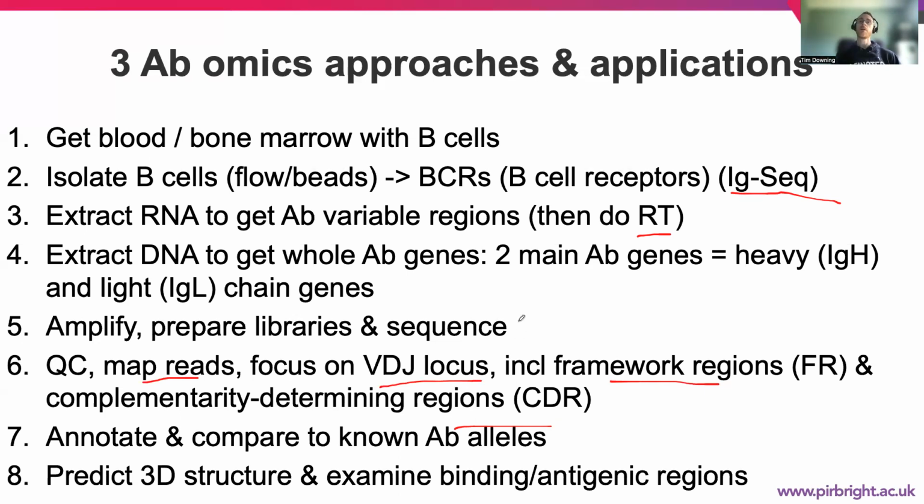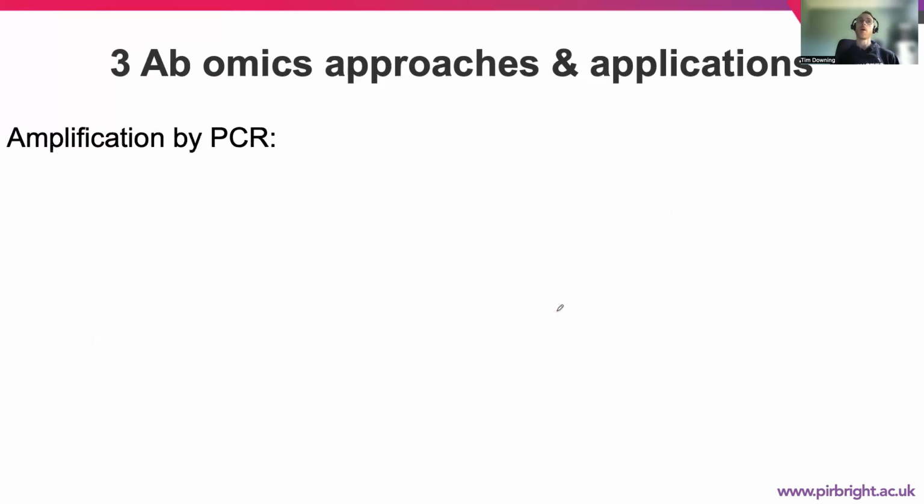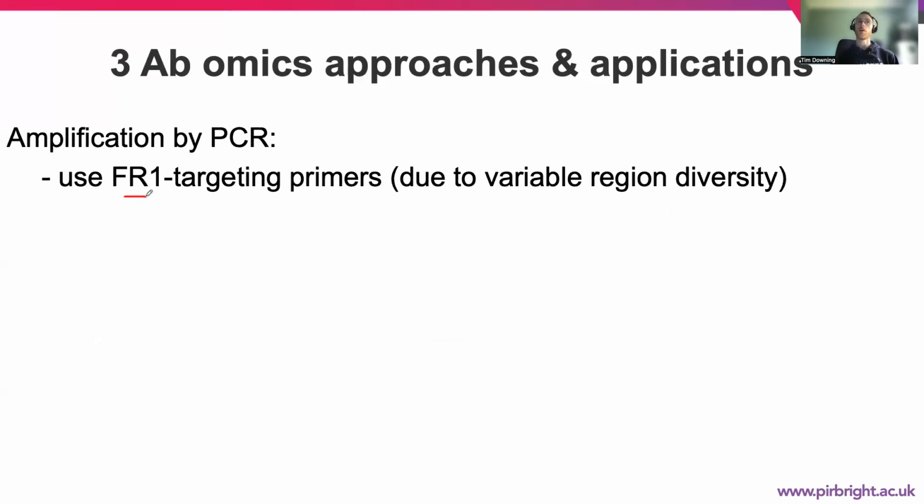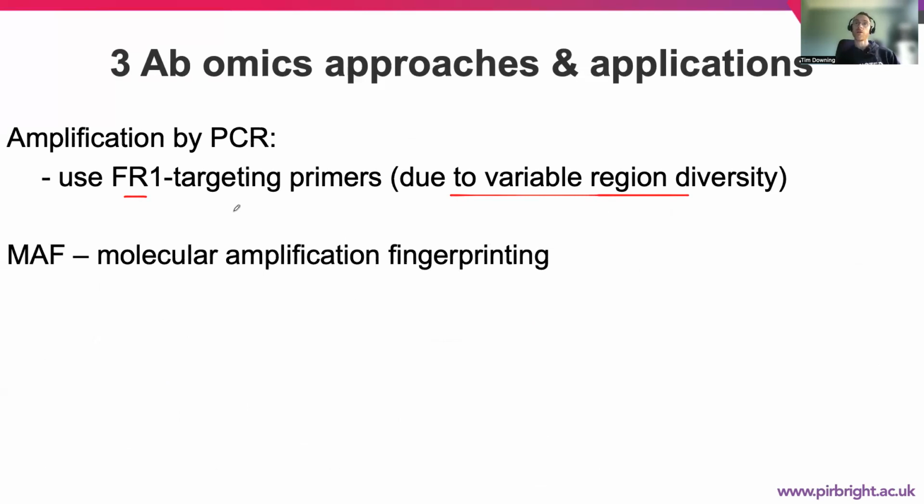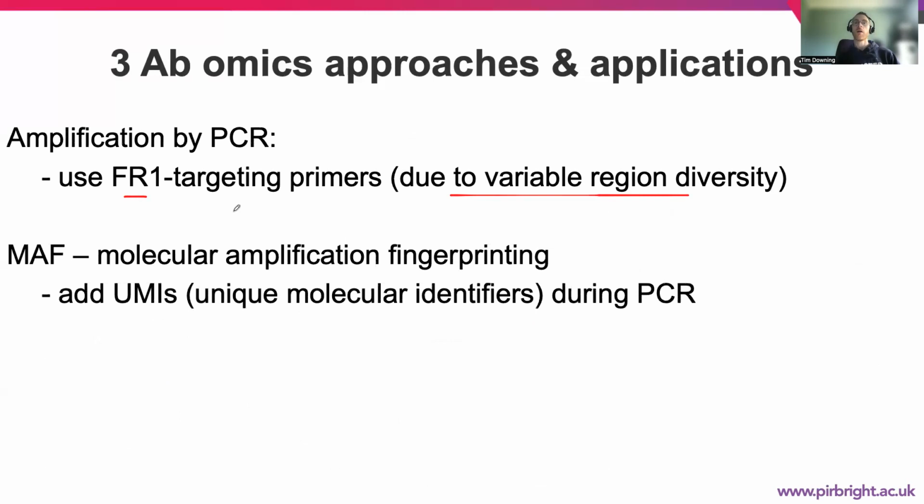For the amplification phase, there are a lot of options, because it's not whole genome sequencing; it's very targeted B cell receptor sequencing in effect. Therefore there might be particular primers that can be used, such as ones targeting the FR1 region, because the variable region is more diverse and this is more conserved. Another related approach is molecular amplification fingerprinting, and that uses UMIs, unique molecular identifiers, that are added on during the PCR process.